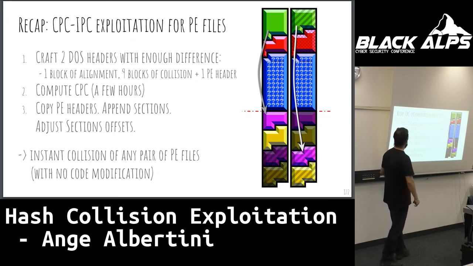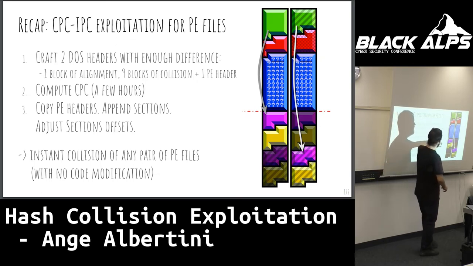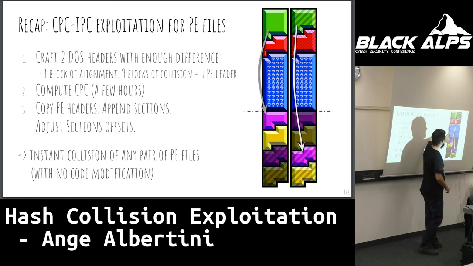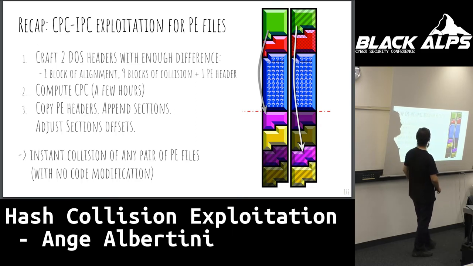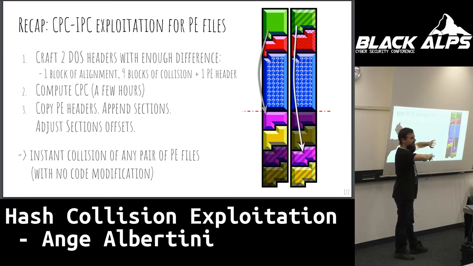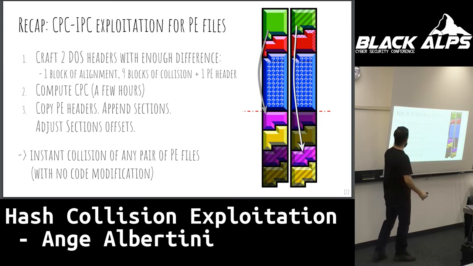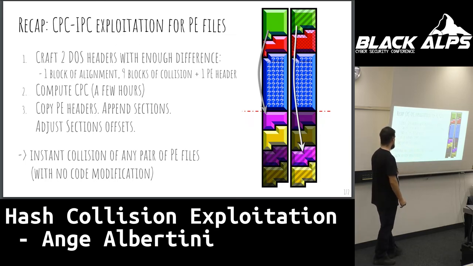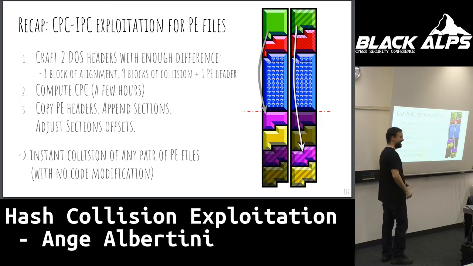So again, you can have two DOS headers with enough difference to cover the 9 blocks of difference of collision, and to skip the first PE header. So you just take the normal size of a PE header. And once you have done the computation, you just need to copy the PE headers, the sections, and adjust the section offsets. And then you get instant collision of any pair of Windows, Xbox, whatever executables. I'm not sure on how many systems PE is used. Shame on me. Surface. It's still Windows.